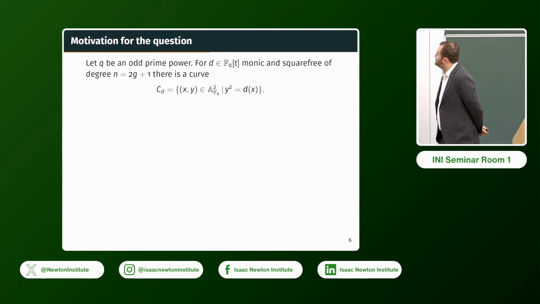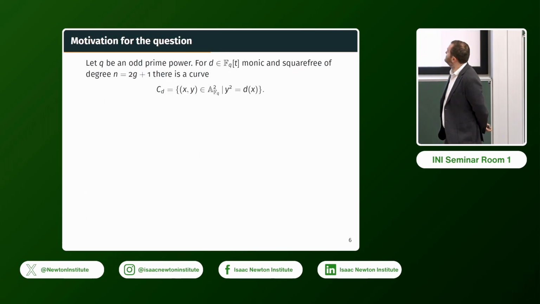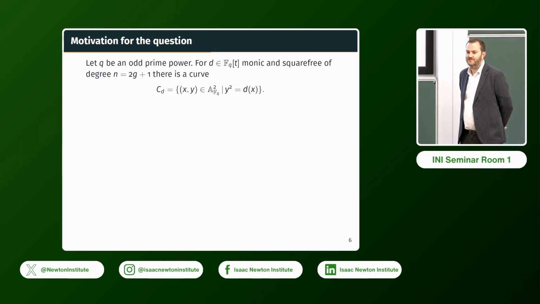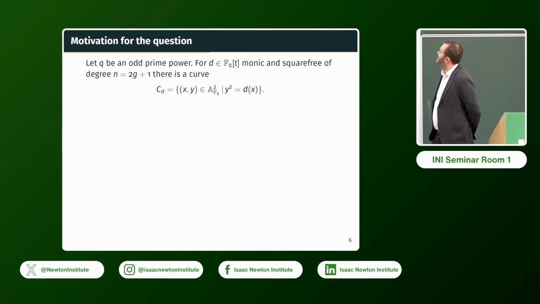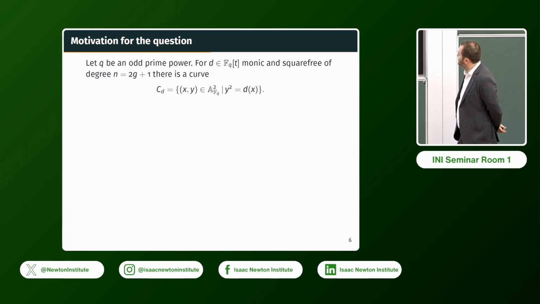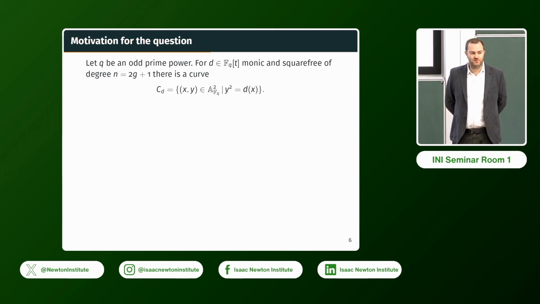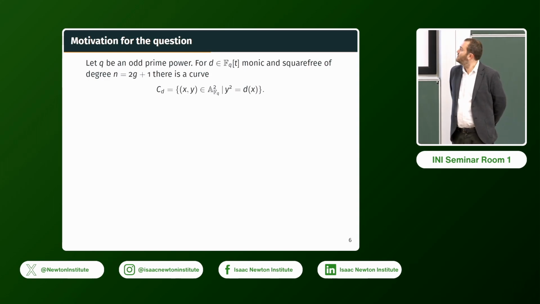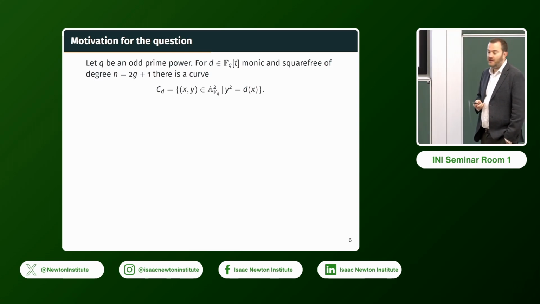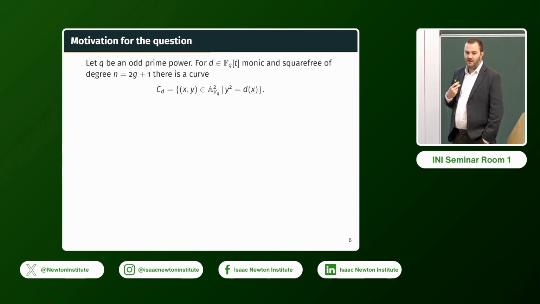So the motivation for the question is the following. Now I fix a prime number q, or maybe a power of a prime number, and it should also be odd for some technical reasons. And I look at polynomials over the field with q elements, which are monic and have no repeated roots, aka square free. And let's say the degree n is 2g plus 1, just like it was in my previous couple of slides. And then I can write down exactly the same formula that I wrote down for defining a Riemann surface, except that now x and y are elements of F_q.